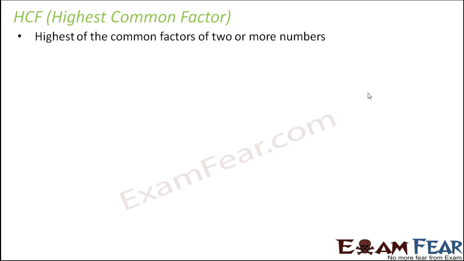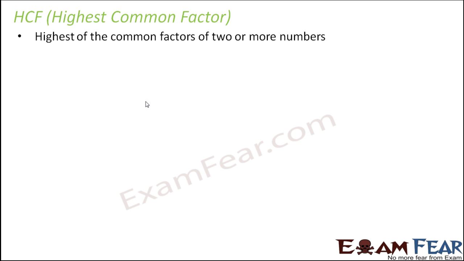So highest common factor, which is abbreviated as HCF, is the highest of the common factors of two or more numbers. Now you might be thinking, what is the significance of finding out the highest common factor? We will get to know the significance once we talk about its applications. In day-to-day life, we come across many such problems whose solution lies in finding the highest common factor between two or more numbers. We will talk about those real life examples a little later. For now, let us first try to understand how we find the highest common factor or HCF.